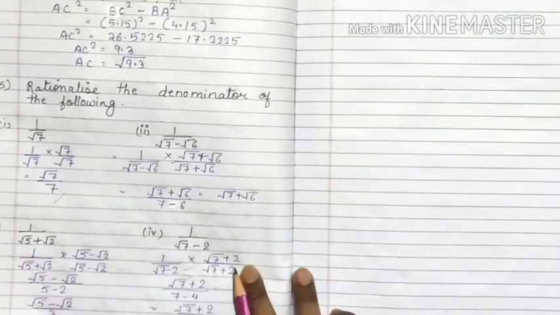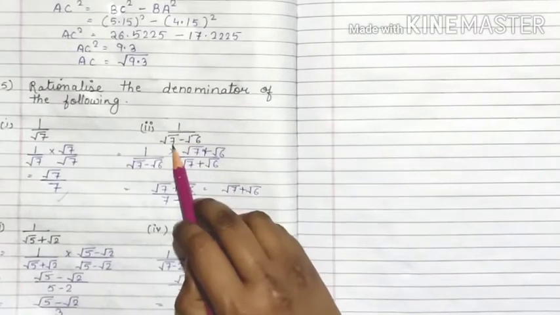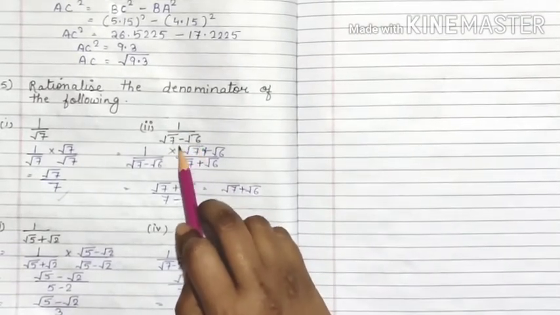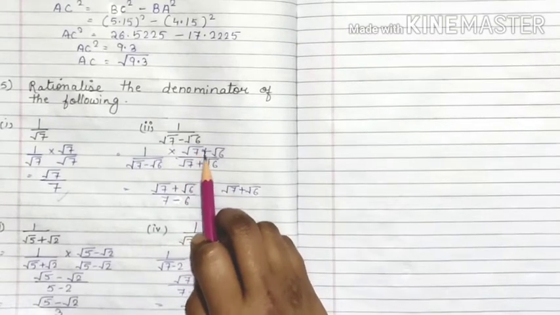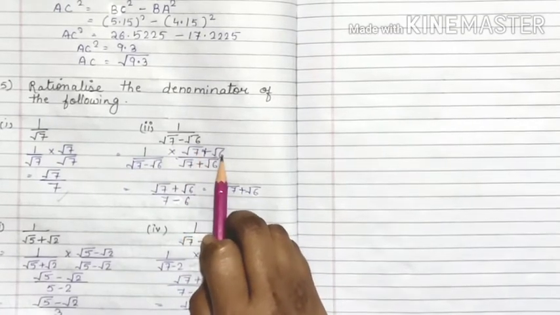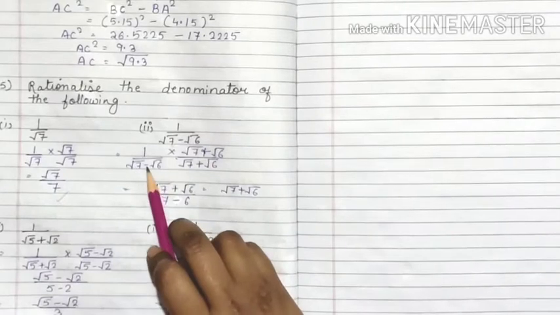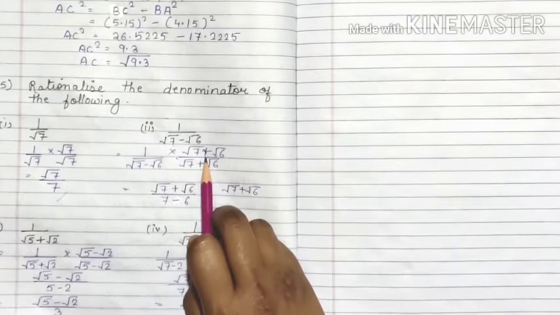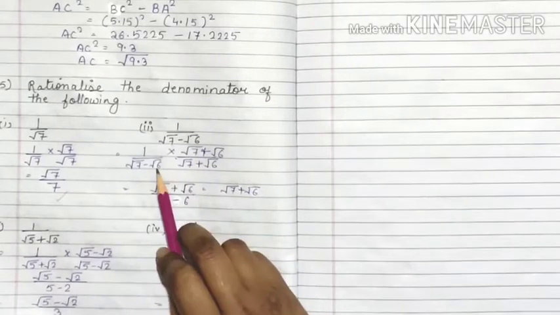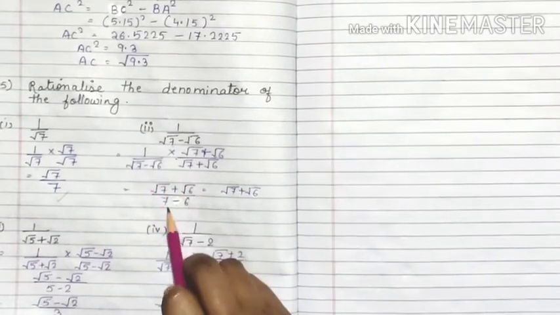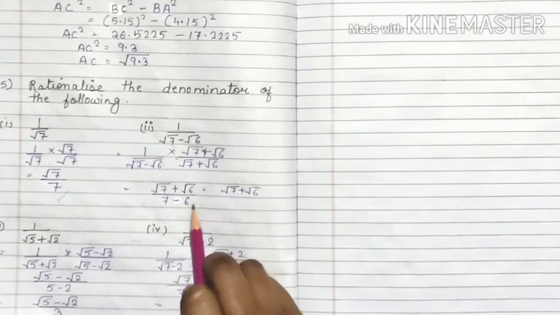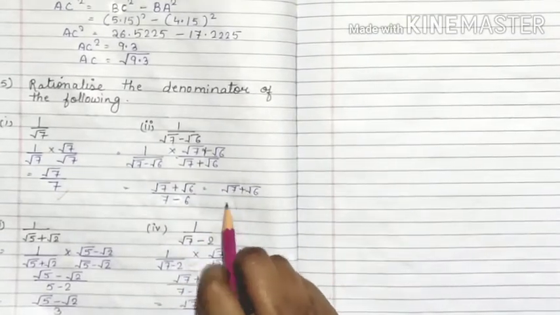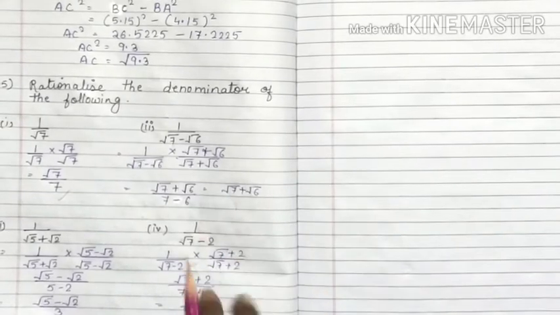Okay. So like this, 1 by root 7 minus root 6. So we have to multiply by root 7 plus root 6. Why plus? Here it is minus, so we change the sign. Okay. So root 7 square is 7, root 6 square is 6. 7 minus 6 is 1. So the answer is root 7 plus root 6.